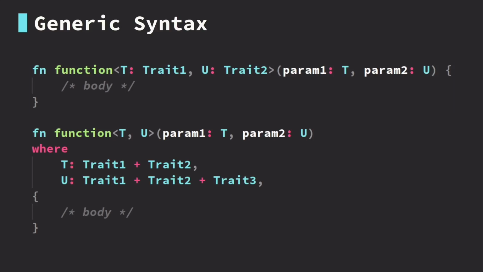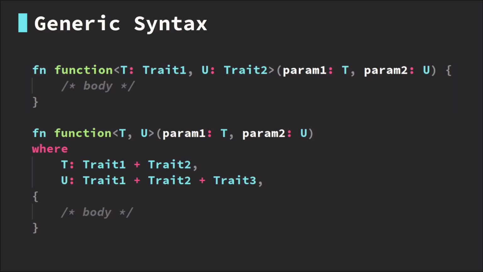Now, before the curly braces of the function, we need to include the where keyword. After the where keyword, we write out the generic type names and the traits that they are bound by, and each one is separated by a comma. In this case, we are using multiple trait bounds for each generic type. Here, type T is constrained by Trait1 and Trait2. U is constrained by Trait1, Trait2, and Trait3. We use the plus symbol to indicate that we want this particular type to have both traits implemented.